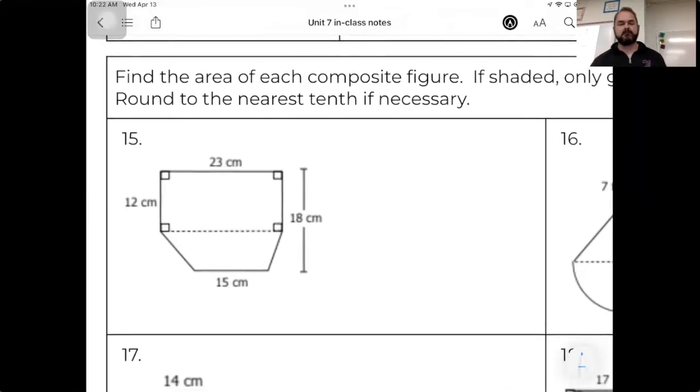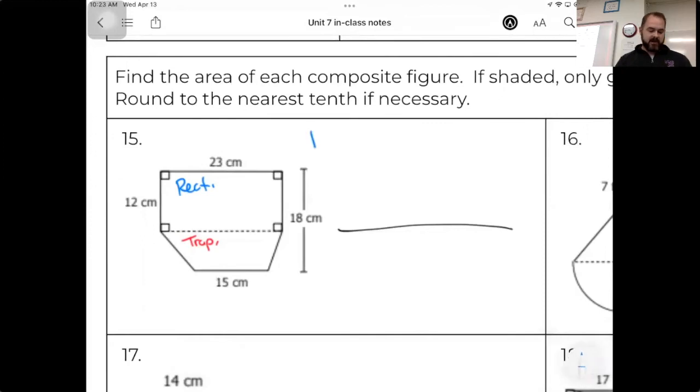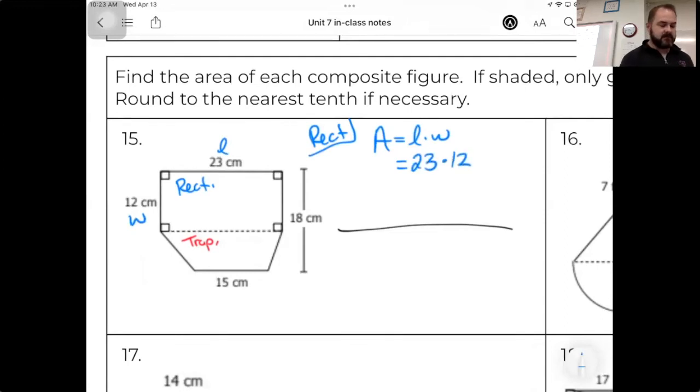For number 15 here, this is a composite figure. I'm sticking two pieces together. One of those pieces is this rectangle on top. The other piece is this trapezoid on the bottom. So my overall area is going to be the area of the rectangle plus the area of the trapezoid. So I'm going to split up my work here. The area formula for a rectangle is just length times width. Well, that would be a length of 23 and a width of 12. Okay, if I do 23 times 12, I get a total area of 276.